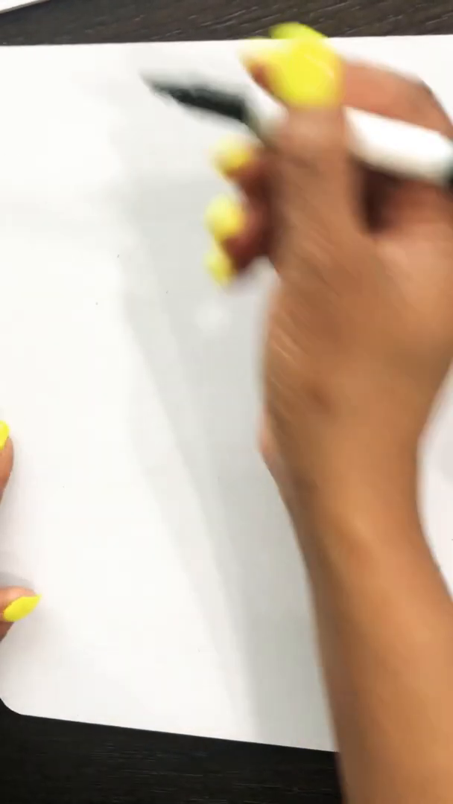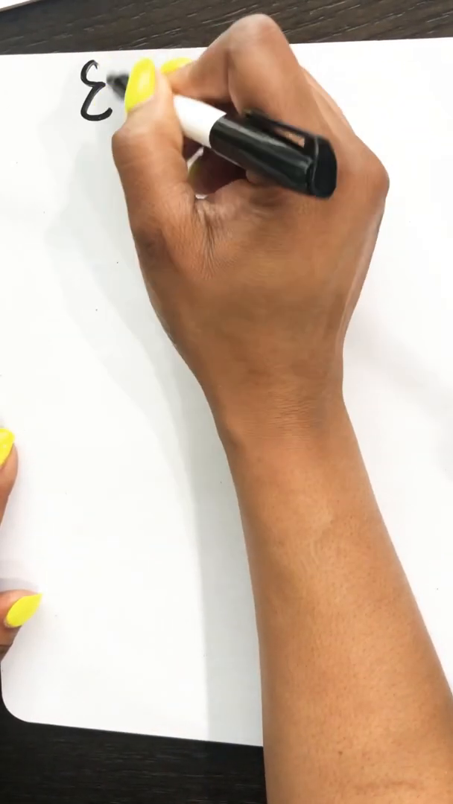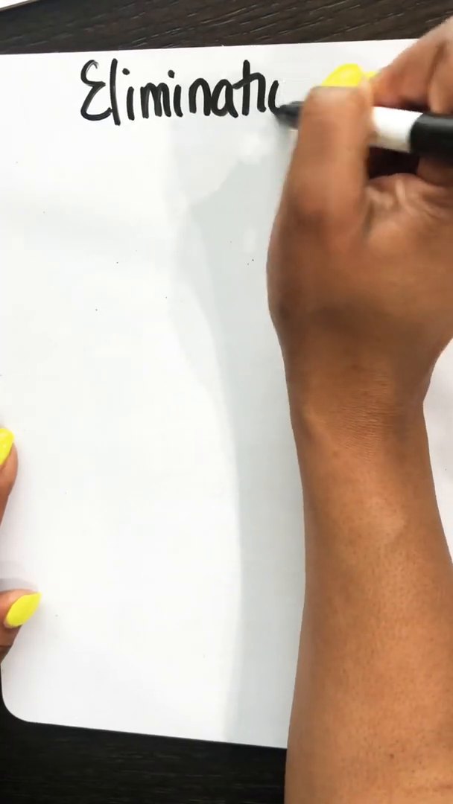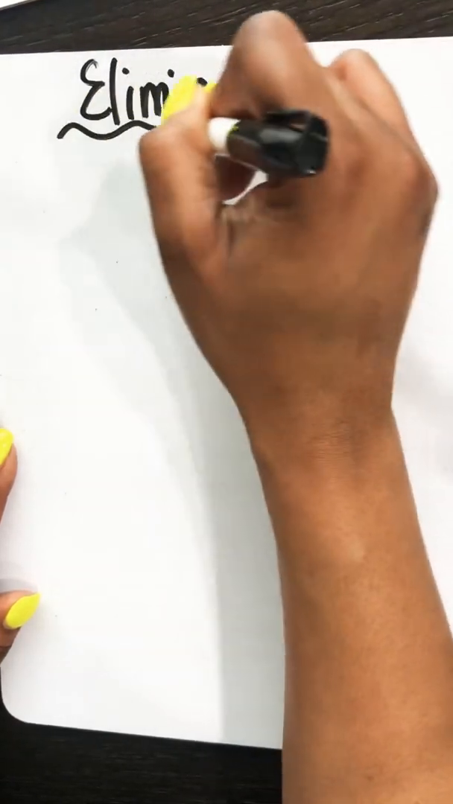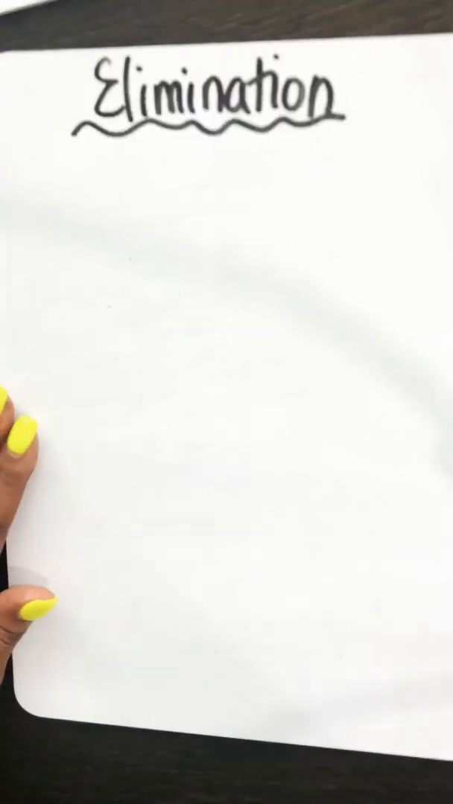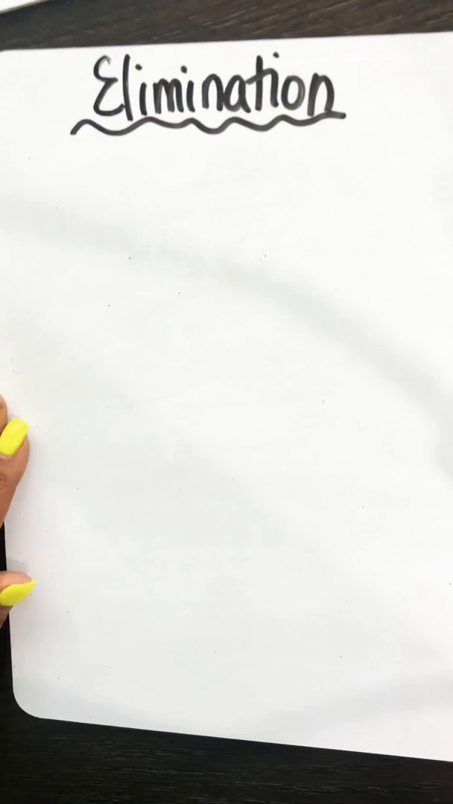Hey guys, so today I'm going to be explaining the elimination method for systems of equations. So when you think about the word elimination, what are some things that come to your mind? When I think of the word elimination, I think of things like getting rid of, canceling out, or even removing. So elimination means that you're going to be removing or getting rid of something.